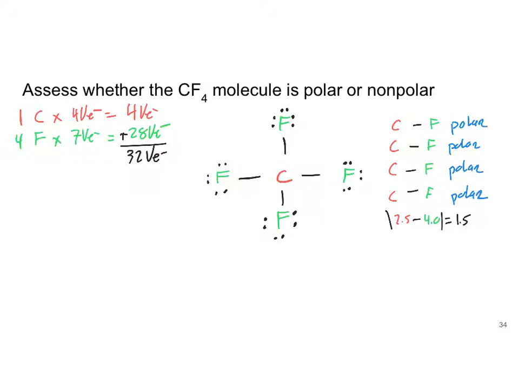Okay, now here's the thing. All these bonds are polar, but where is the electron going to spend most of its time? Well, the electron is going to spend most of its time on the fluorine side of the bond.